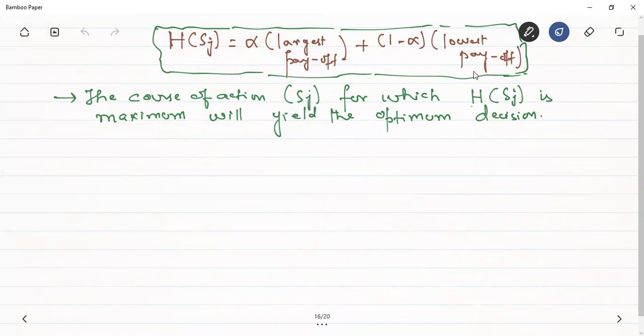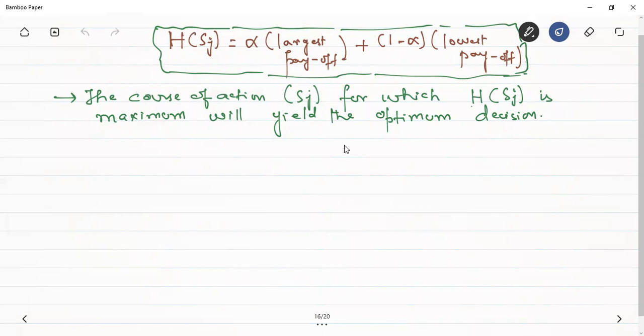So if we are having three strategies or three courses of action, we will get three values of H. If we are having four courses of action or four strategies, we will get four values of H. Then how is the course of action determined? The course of action Sj for which H(Sj) is maximum will yield the optimum decision. So after getting different values of H for each strategy or each decision alternative, the one having the maximum value of H(Sj) will be treated as the optimum decision.